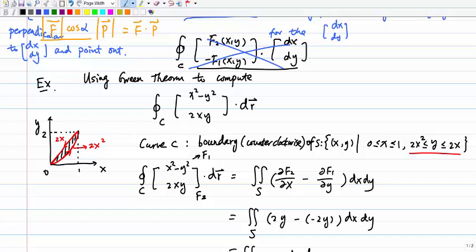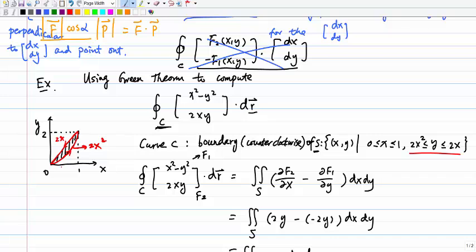The line integral is of this function F, defined by x squared minus y squared and 2xy, over dr. My curve C is a boundary traversed in counterclockwise motion, so it satisfies what we mentioned before for the Green Theorem, for a region S. The region S is given by x from 0 to 1 and y from 2x squared to 2x. So this line is 2x squared, this is 2x: lower bound 2x squared, upper bound 2x.